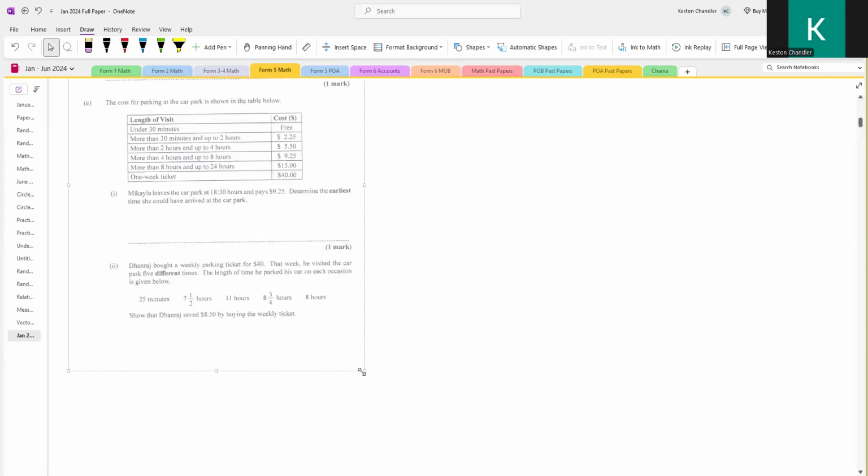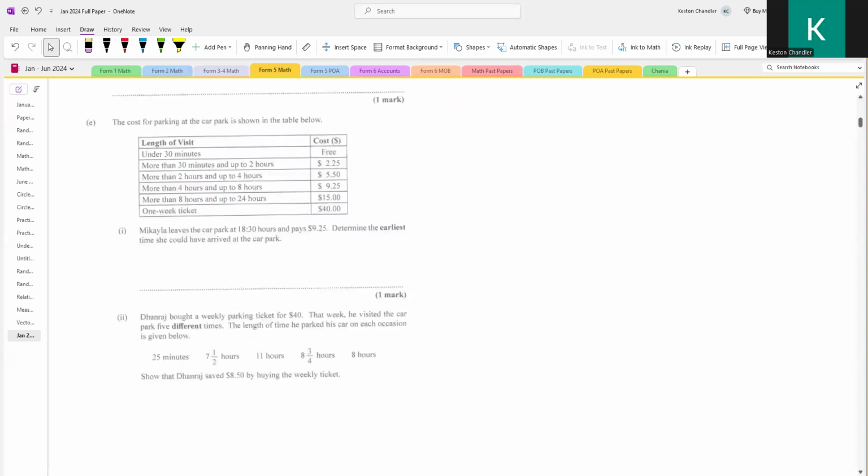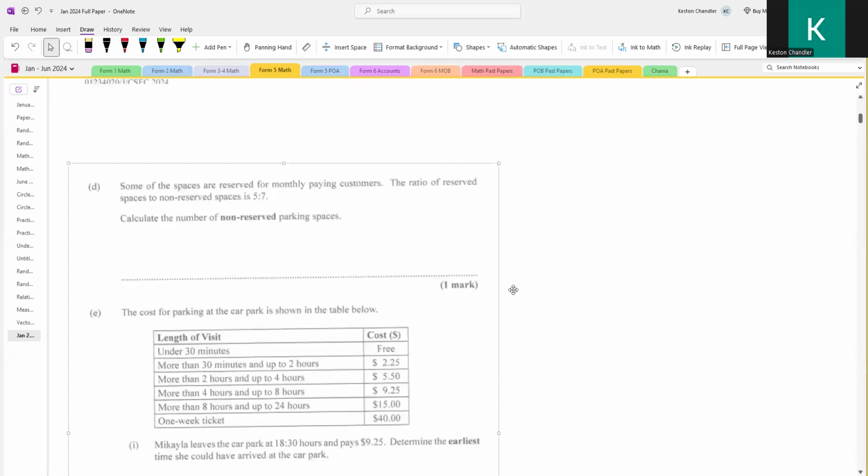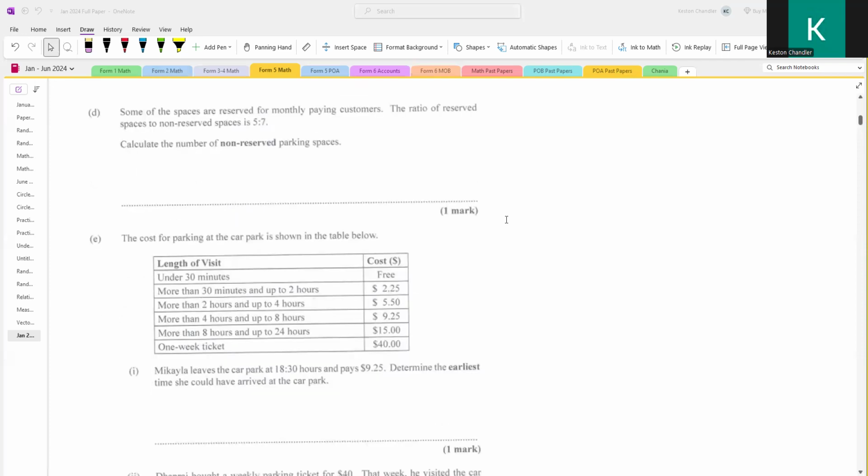Just give me a thumbs up if you're okay so far. Yeah? Nice. So pressing forward. Some of the spaces are reserved for monthly paying customers. The ratio of reserved spaces to non-reserved spaces is 5:7. Calculate the number of non-reserved spaces.